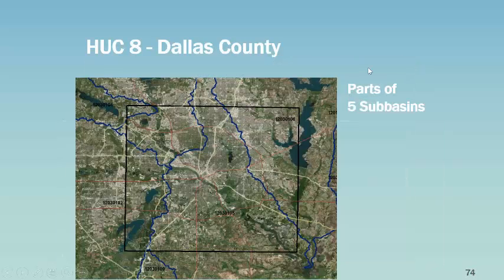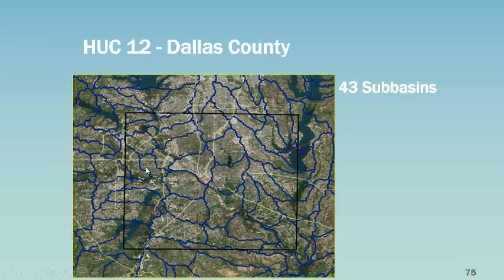Here is an example of Dallas County at the 8-digit level. This blue line is an 8-digit watershed. The 8-digit is basically the size of a county. And this is the same area at the 12-digit level. A 12-digit watershed is on average about 50 to 70 square miles. So that's the size of a 12-digit watershed.